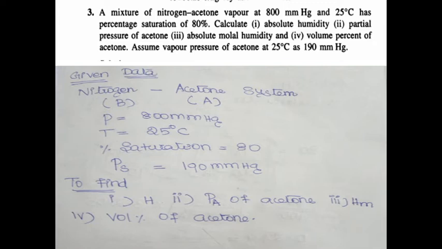So the objectives of this problem: the first one, absolute humidity, capital H. Second one, partial pressure of acetone, capital PA of acetone. Third part, absolute molar humidity, capital Hm. Fourth one, volume percentage of acetone. Are you clear or not? Okay, one by one we will discuss.